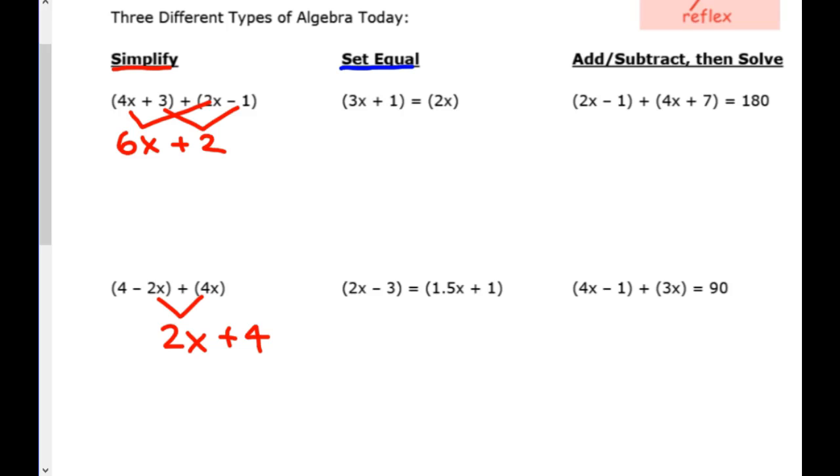Which x is smaller? 2x. How do I get rid of a positive 2x? Minus 2x. So, let's do the math here. 3x minus 2x is 1x. Now, usually you don't see 1x, so we're just going to write x. Bring down plus 1, equal sign.